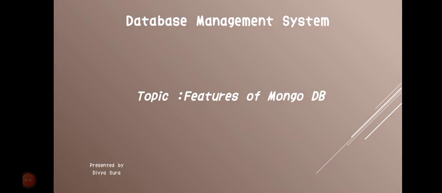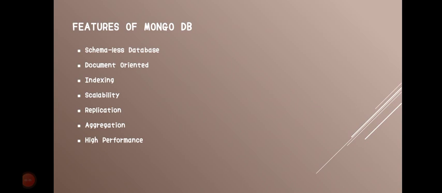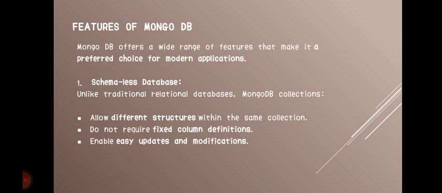So today we are going to discuss the features of MongoDB. The features of MongoDB are schemaless database, document oriented, indexing, scalability, replication, aggregation and high performance. MongoDB offers a wide range of features that make it a preferable choice for modern applications. The first is schemaless database.